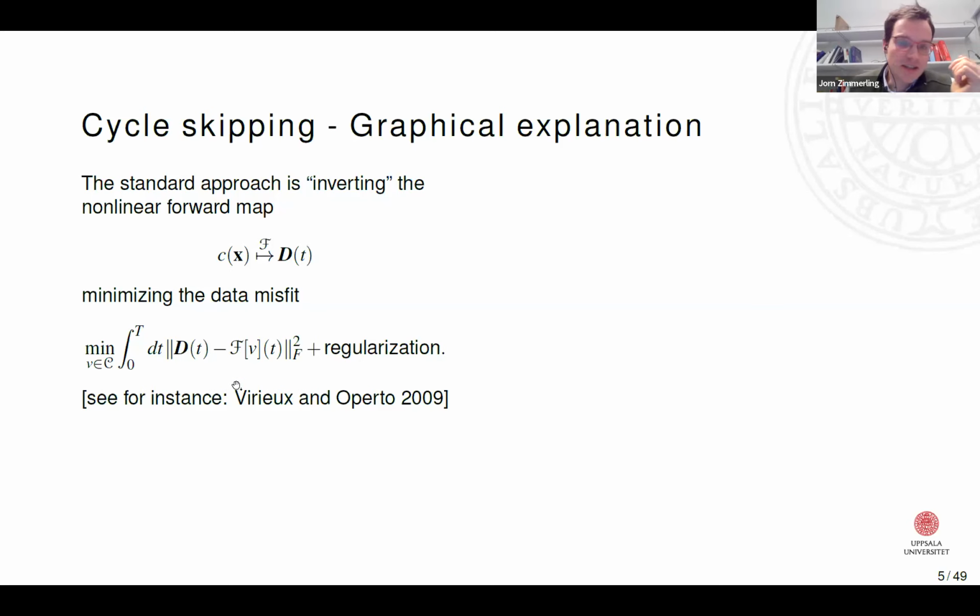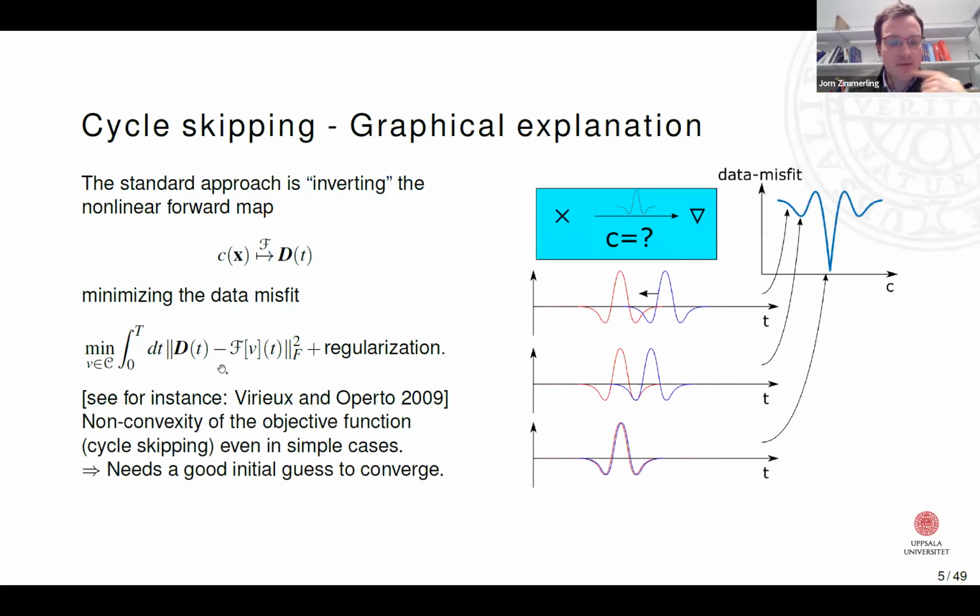This would be the standard approach in FWI, and a large issue with this objective function is that it is in general not convex. One of the reasons for non-convexity is known as cycle skipping, and this is something that happens even in the most simple cases. What that means is that you typically need a very good initial guess if you want your method to converge with this objective function.